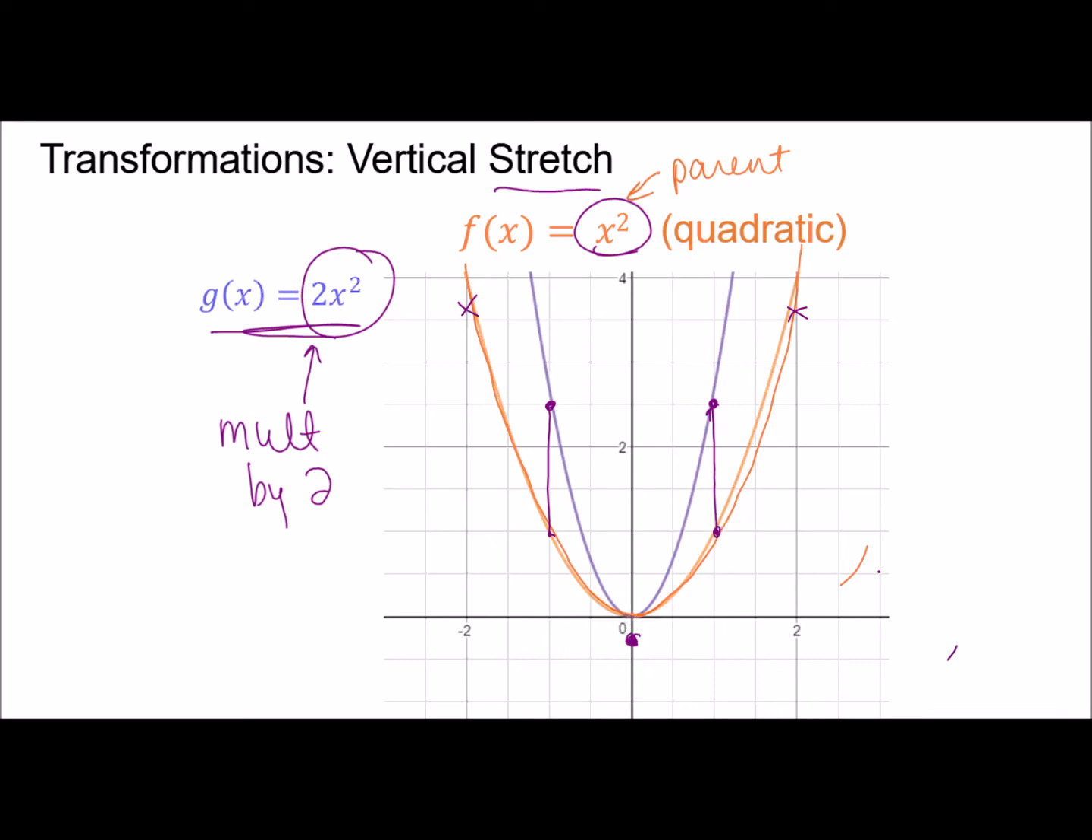So this point right here, the original, was 2, 2. This point right here was 1, 1. It's counting by halves. Darn it, 2, 2 sounded so much better. Okay, this point on the orange graph is 1, 1. This one over here is negative 1, 1.